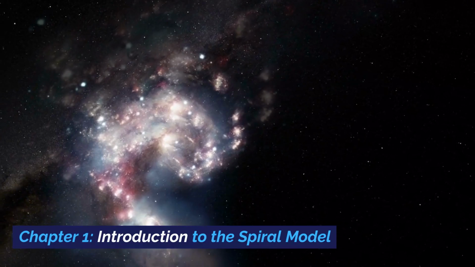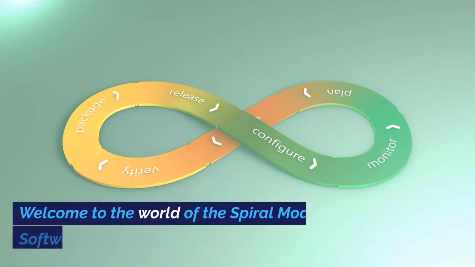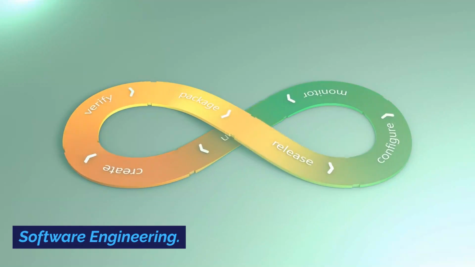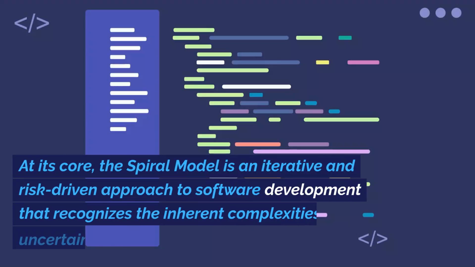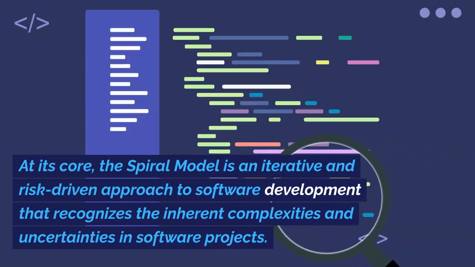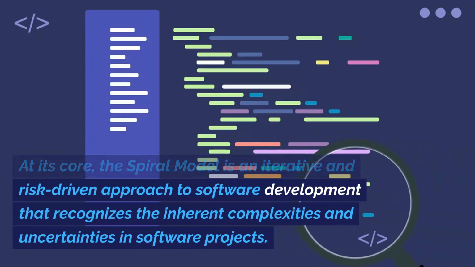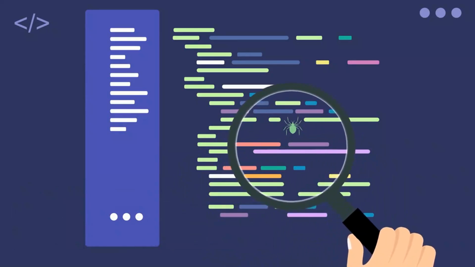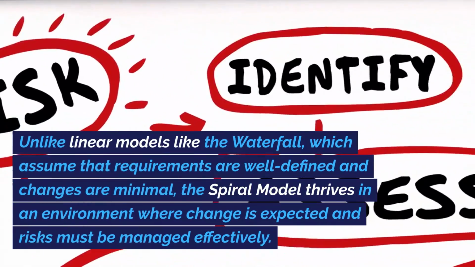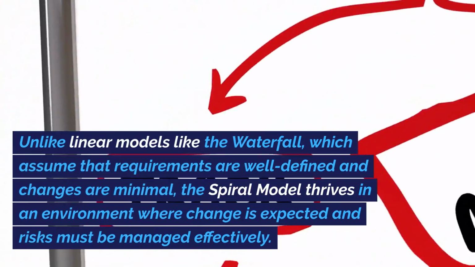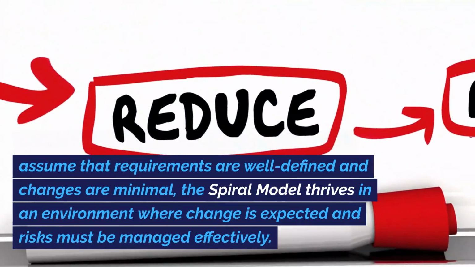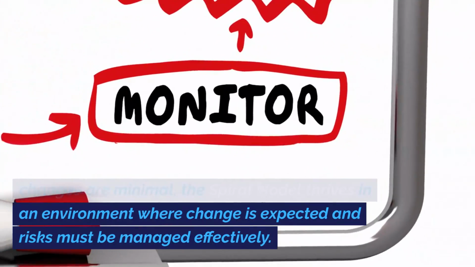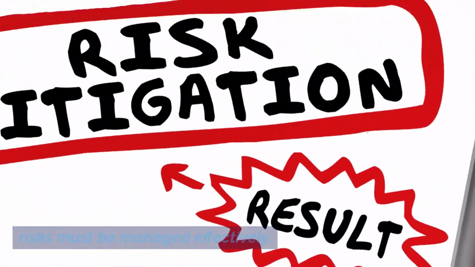Chapter 1. Introduction to the Spiral Model. Welcome to the world of the spiral model in software engineering. At its core, the spiral model is an iterative and risk-driven approach to software development that recognizes the inherent complexities and uncertainties in software projects. Unlike linear models like the waterfall, which assume that requirements are well-defined and changes are minimal, the spiral model thrives in an environment where change is expected and risks must be managed effectively.